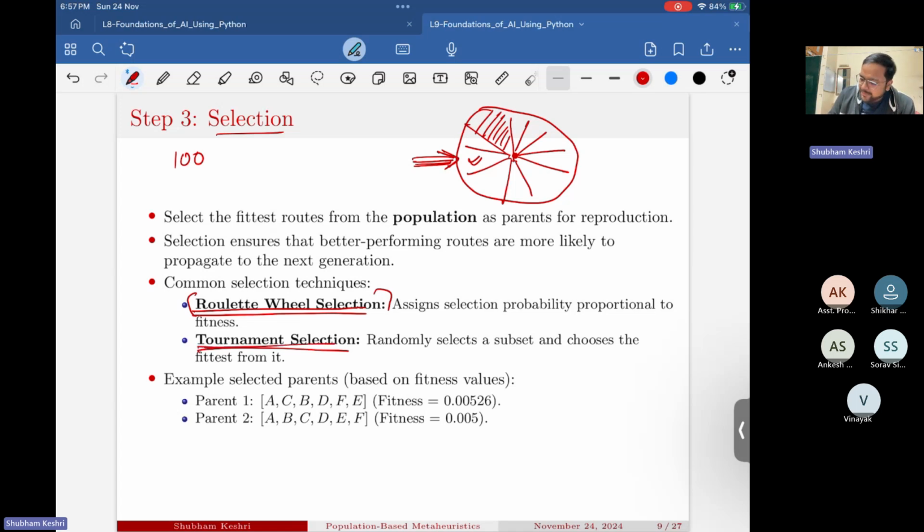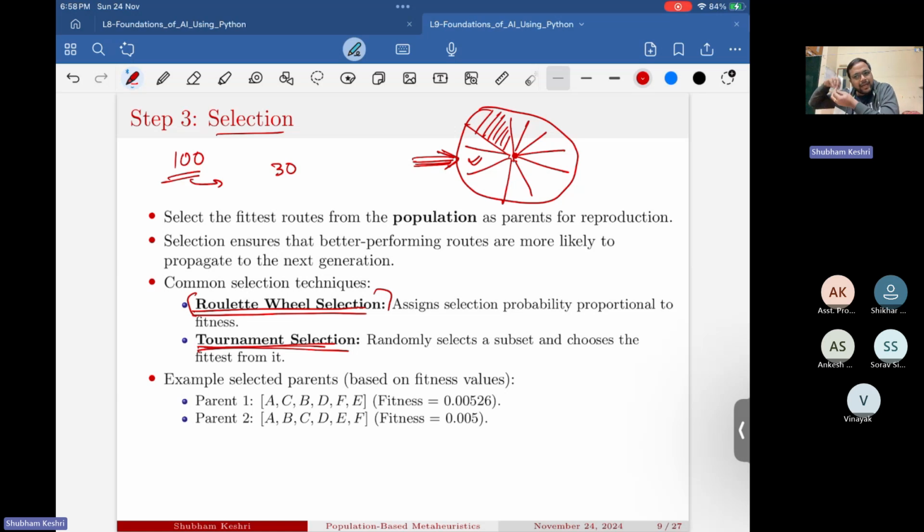Tournament selection. So this is similar to selecting fittest individuals. What we do is we have 100 individuals in the population. We will do tournament, but not for all 100. We will say the tournament size is 30. So we will pick 30 individuals. We can randomly pick them. Suppose we randomly pick 30 individuals. In this randomly selected 30 individuals, we will do tournament.